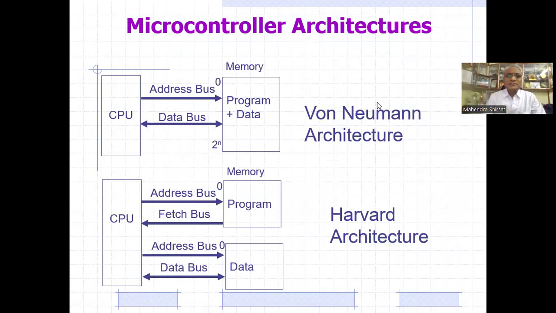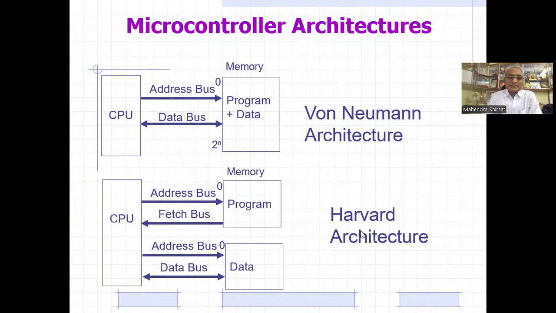There are two different architectures of microcontroller: von Neumann architecture and Harvard architecture. Now, if you look at the von Neumann architecture, you can see here the program and data memory are together. Of course, the concept of bus is going to be the same, because the data bus needs to be bidirectional. The address bus is always unidirectional, going from the CPU towards the memory; it will not be bidirectional.